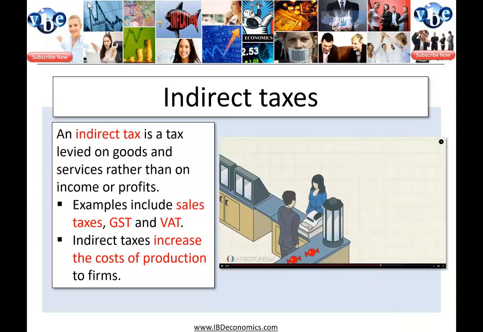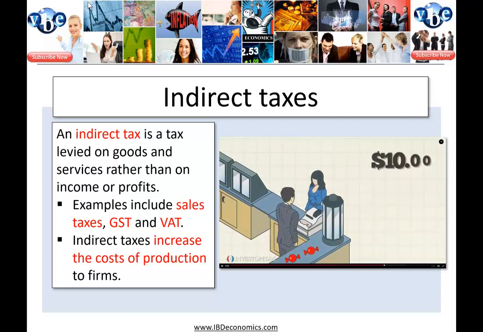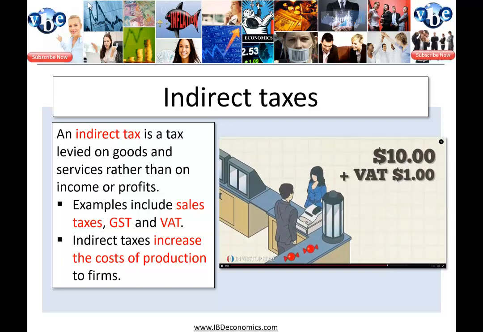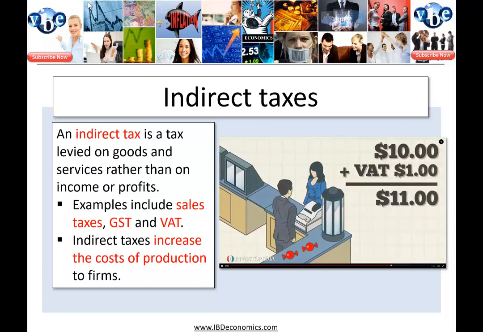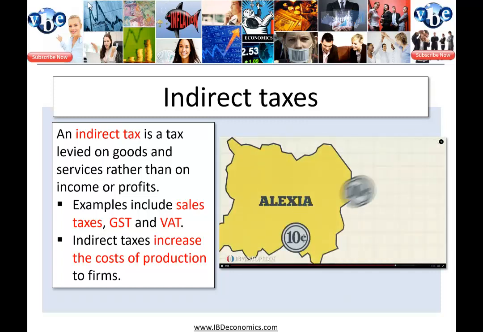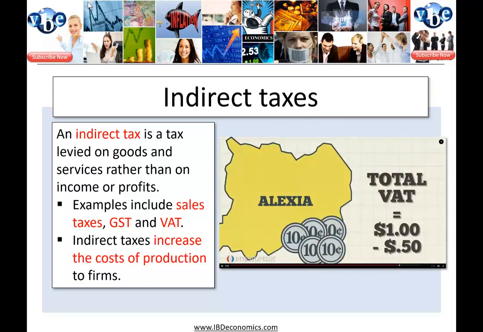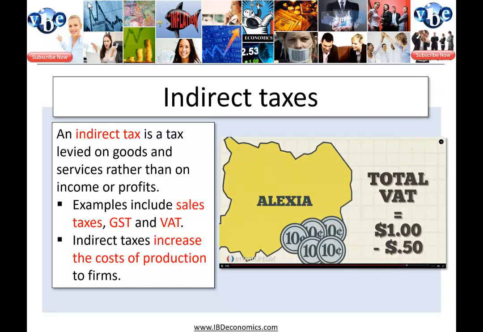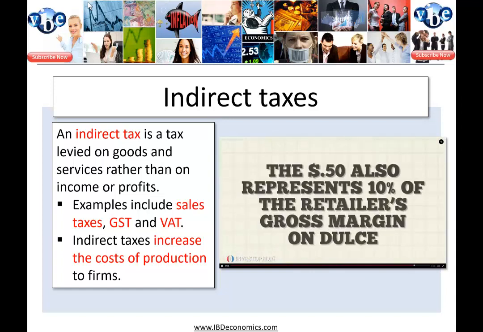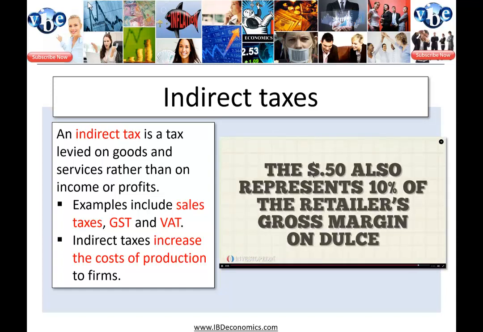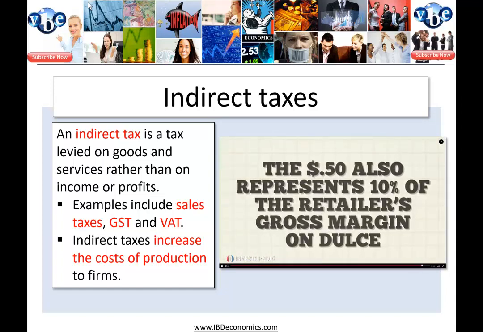Finally, the retailer sells Dulce to consumers for $10 plus a VAT of $1 for a total of $11. The retailer renders 50 cents to Alexia, which is the total VAT at this point, $1 minus the prior 50-cent VAT charged by the manufacturer. The 50 cents also represents 10% of the retailer's gross margin on Dulce.